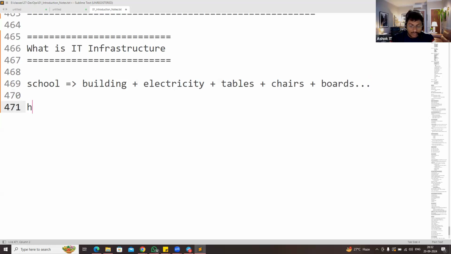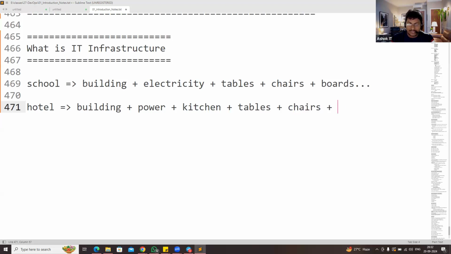Similarly, if I want to run one hotel business, then again I need to take one big building. In that building, I need power, that means electricity is required, and kitchen material is required. Then I need tables, chairs, and plates. So like this, a lot of things are required in order to run a hotel. The resources which are required to run the hotel are called infrastructure. The resources that are required to run a school are called infrastructure.